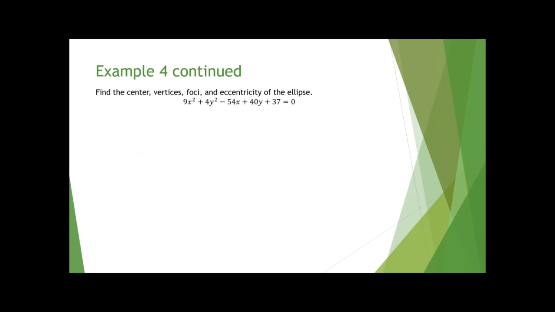So I'm going to write this up here. We have x minus 3 squared over 16 plus, and then we had 4 divided by 144, which as a fraction reduces to 1 over 36. So that's going to be y plus 5 squared over 36 equals 1. So now we have our equation. We need to find the center, the vertices, the foci, and the eccentricity.